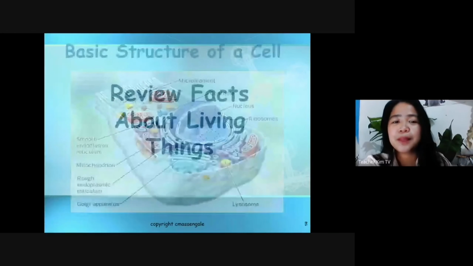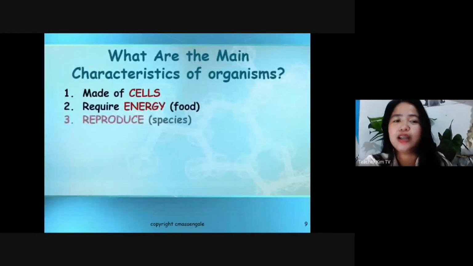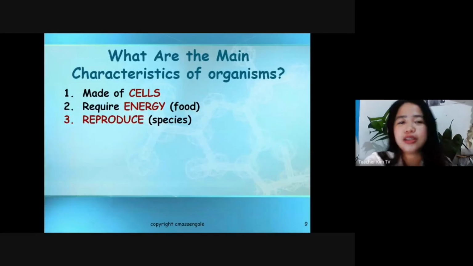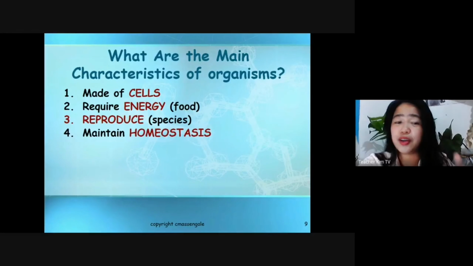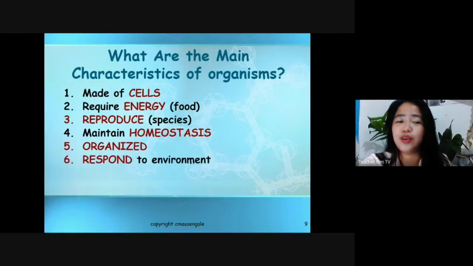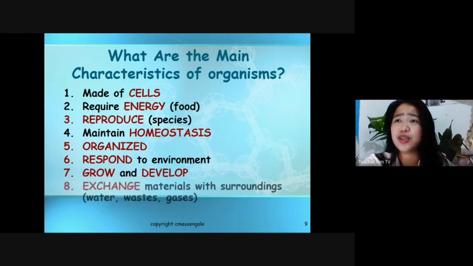But, review muna tayo, no? So, review tayo. So, what are the main characteristics of organism? Alam nyo na yon. Isa-isahin natin. Of course, an organism of cells, they require energy, they reproduce, they maintain homeostasis, organize, respond to grow and develop, and exchange. So, review lang yan kasi na-discuss na natin yan nung nakaraan.